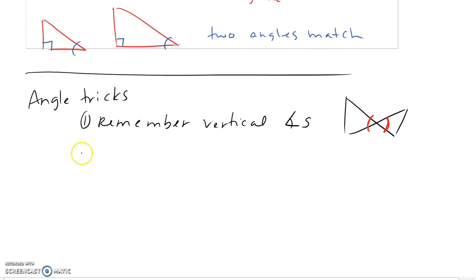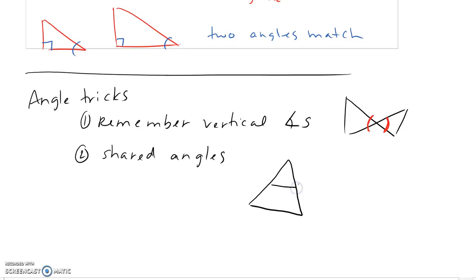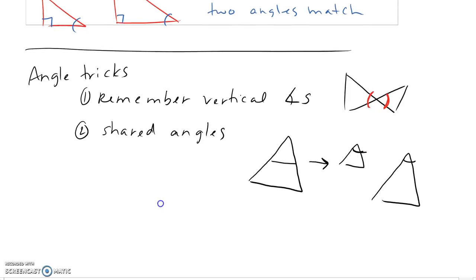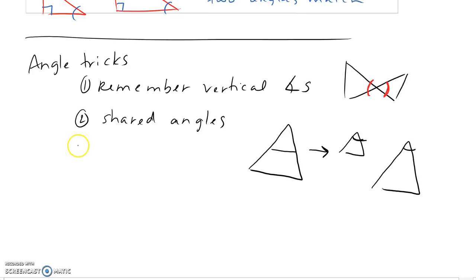The next thing you have to remember is shared angles. Whenever they give you a triangle in a triangle, you should draw it as two separate triangles and mark, remember that this angle is the same in both of the triangles. So just know that shared angles are always the same. And the third one that you're going to have to remember are alternate interior angles.